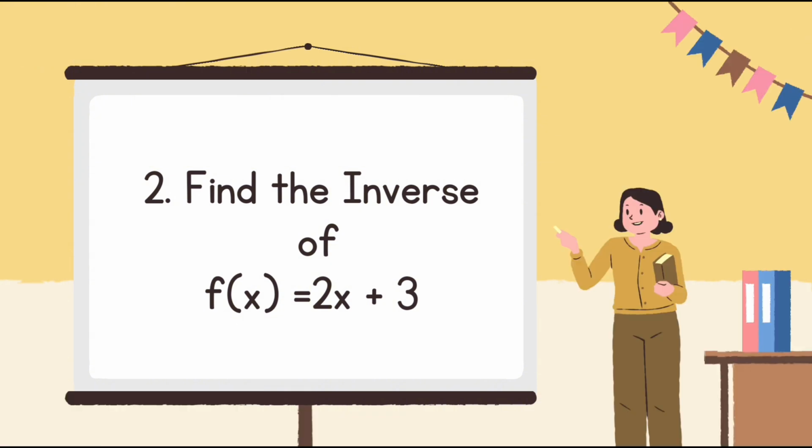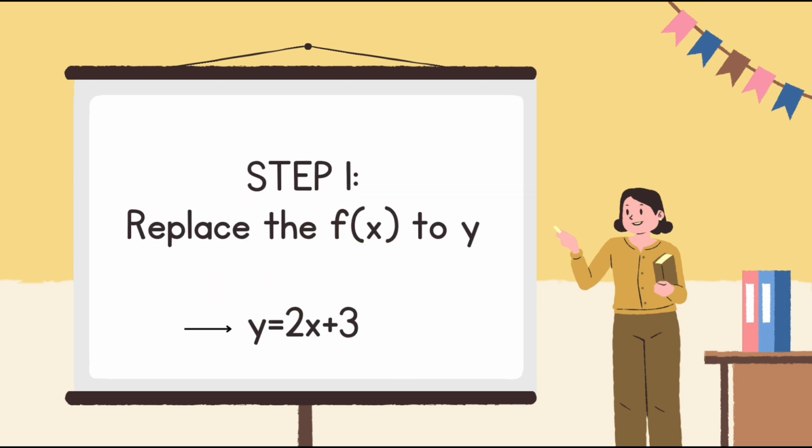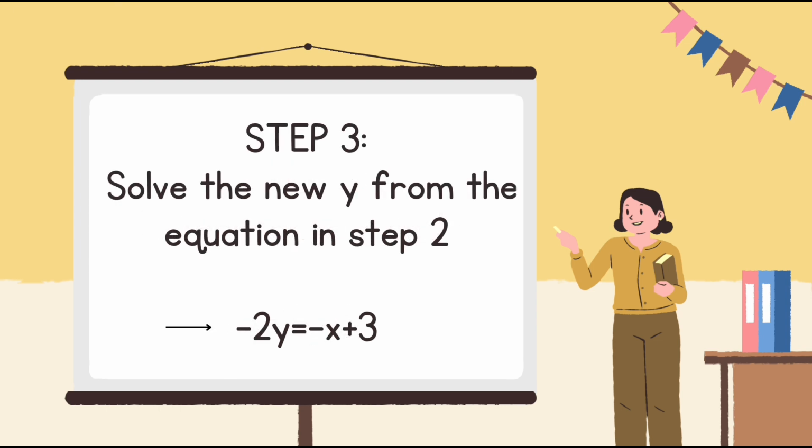Let's have example number 2. Find the inverse of f of x is equal to 2x plus 3. First, replace f of x with y. So we have now y is equal to 2x plus 3. Then, interchange x and y. So we have now x is equal to 2y plus 3. Then, solve the new y from the equation in step 2.